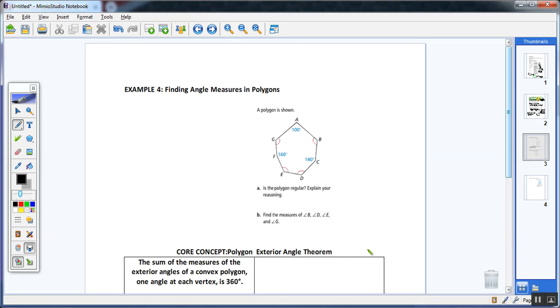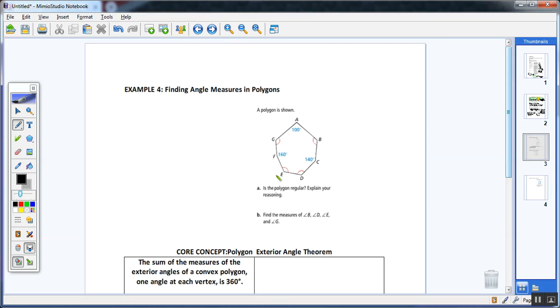I'm going to challenge you right here. You guys go ahead and see if you can get this one. It says finding angle measures in a polygon. A polygon is shown. Part A, is the polygon regular? Explain your reasoning. And then find the measures of B, D, E, and G.